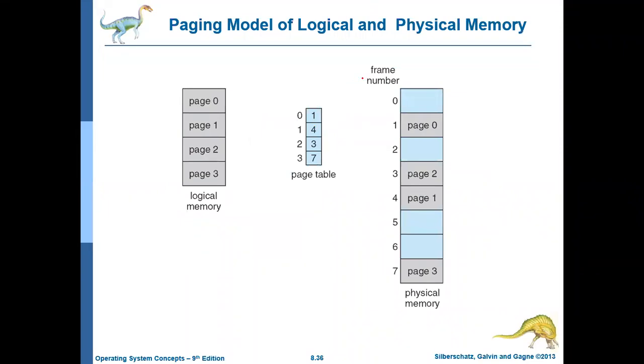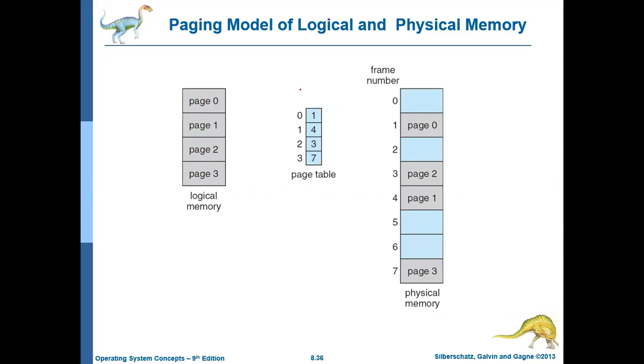Now, here we can understand this logic by using some different values. This is your logical memory that the CPU is generating. Any process is divided into 4 pages: page 0, page 1, page 2, page 3. So you have divided your memory into pages.